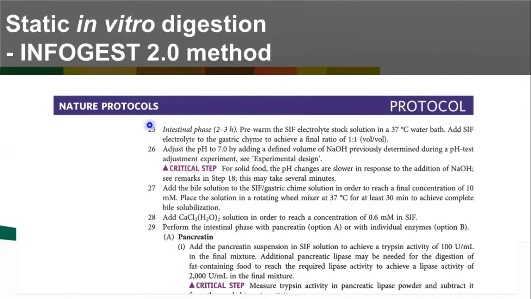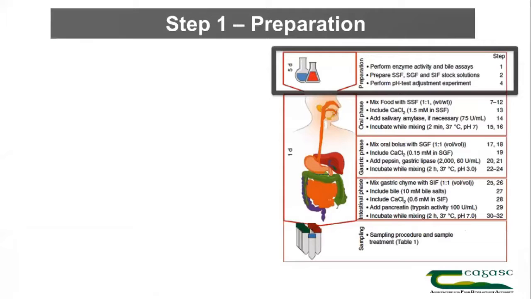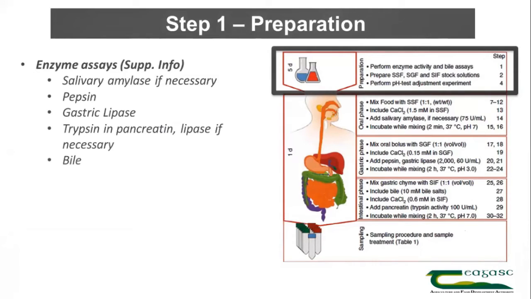In this case, this is step number 25. You have to pre-warm the electrolyte. Step number 26, you change the pH, and so forth. So now I will guide you step by step through the INFOGEST protocol. The first one is the preparation of the digestion procedure, and that might take a couple of days.